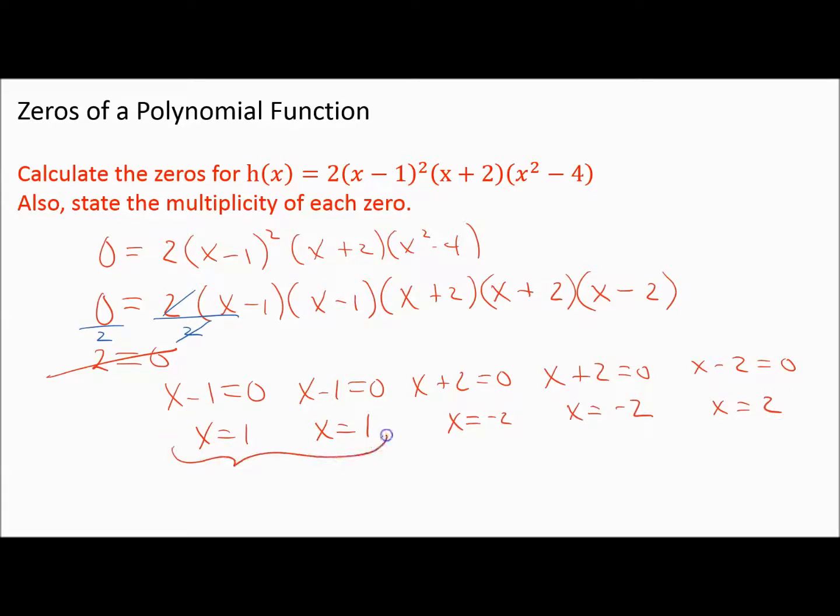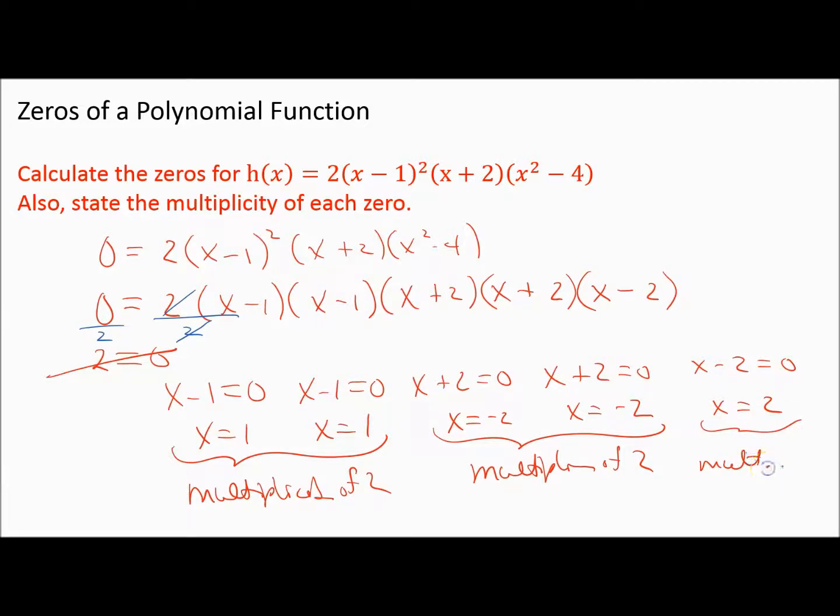Now notice x equals 1 showed up twice. That means it has what we call a multiplicity of 2. X equals negative 2 also showed up twice. That means it has a multiplicity of 2. Now multiplicity just means how many times that zero showed up. X equals 2 has a multiplicity, I'm not going to write it all the way out, I'm just going to abbreviate it, of 1. Okay, because it only showed up one time as a zero of this polynomial.